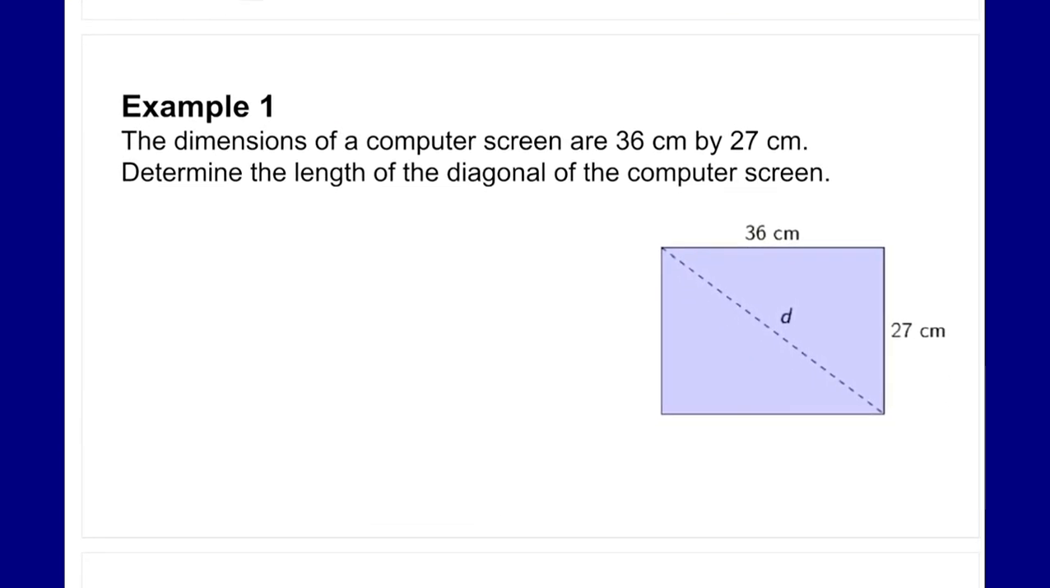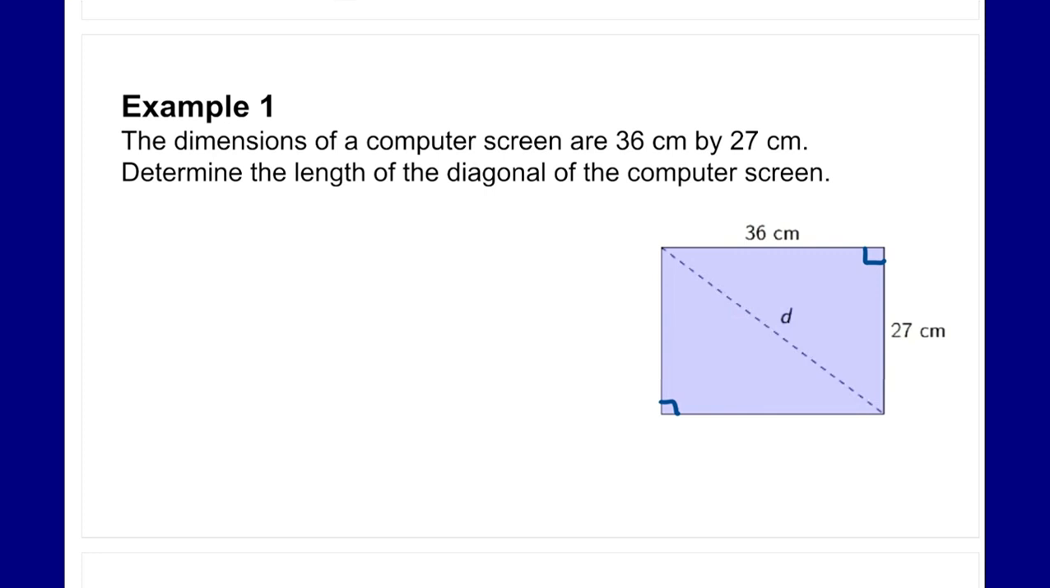We're going to use it to find lengths of our triangle, specifically a right angle triangle. Right, so the dimensions of a computer screen are 36 centimeters by 27 centimeters. So we see 36 by 27. We want to determine the length of the diagonal of the computer screen. I'm going to put a little right angle in there on each corner just so we're aware, right? But rectangles have right angles, so we should be aware of that anyways.